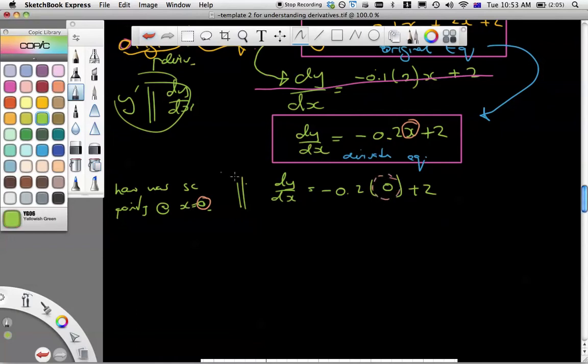And what does that equal? Well, that just equals negative 0.2 times 0 is 0, plus 2 is just 2. So this derivative equation tells us that when x was 0, when we launched our spaceship from the x value 0, the spaceship was pointing 2. The spaceship's front was above the back, and the back was behind the front by 2.